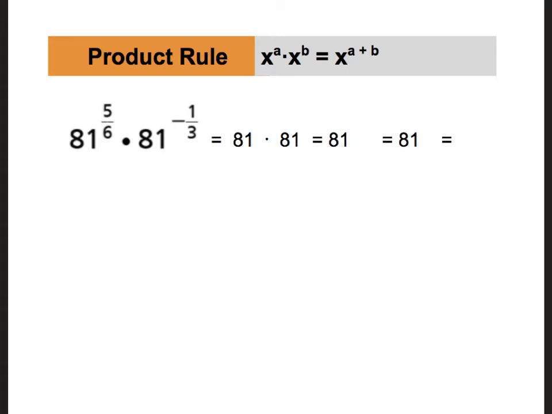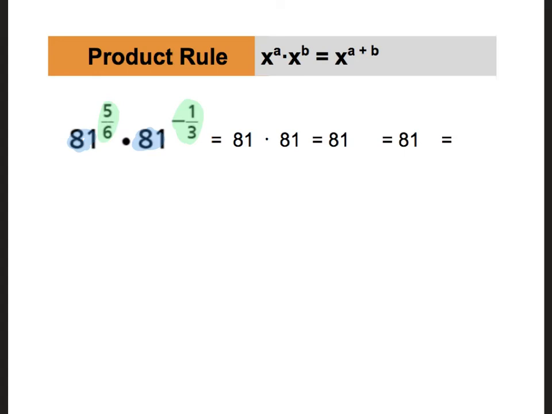One thing to be careful of here. So today we're still talking about rational exponents. And remember that just means they're fractions. So notice I have 5 over 6 and I have negative 1 over 3. Since my bases match, we have 81 and 81, I can just add my exponents. So really what I want to do is 5 over 6 plus negative 1 over 3.